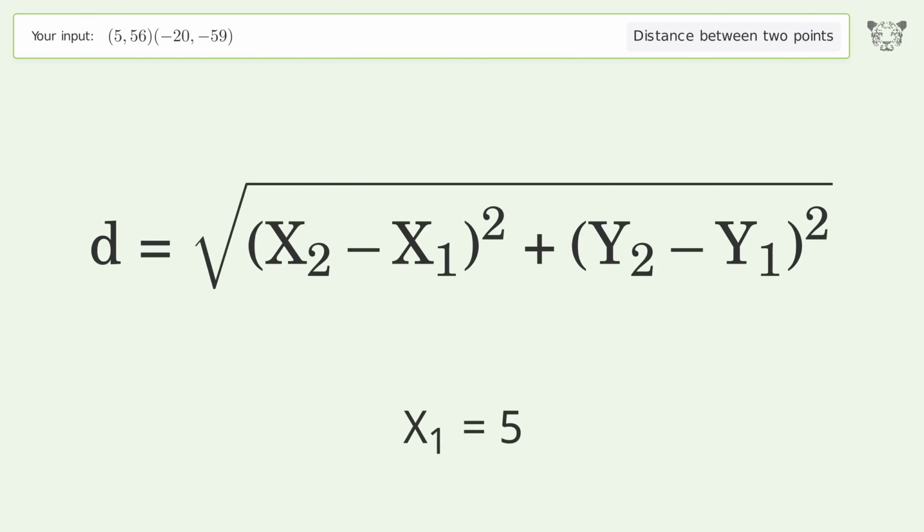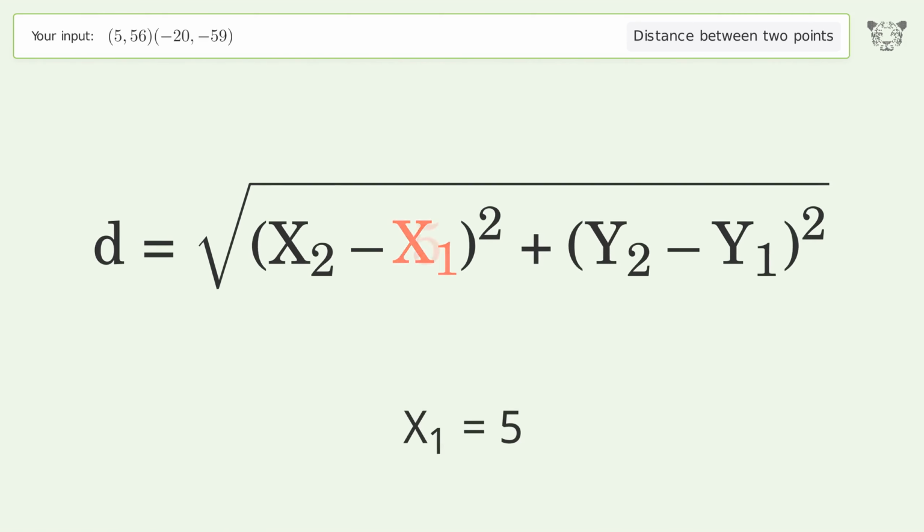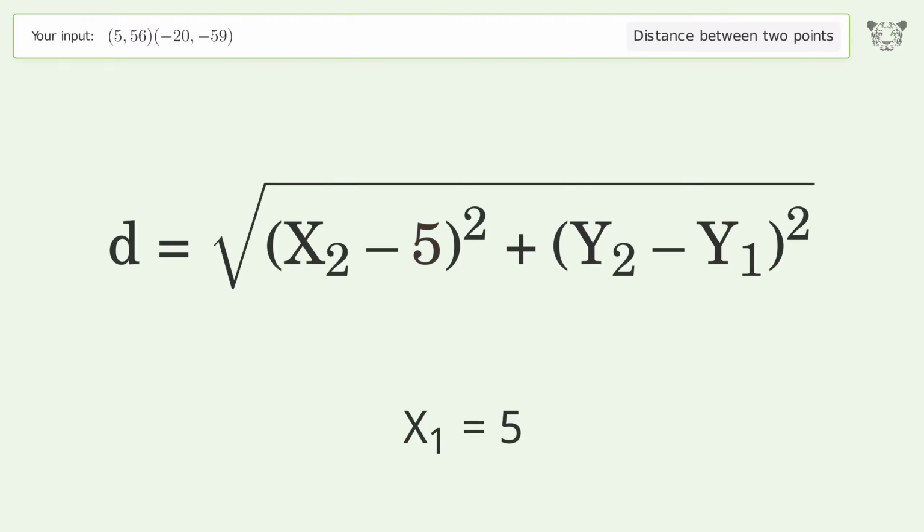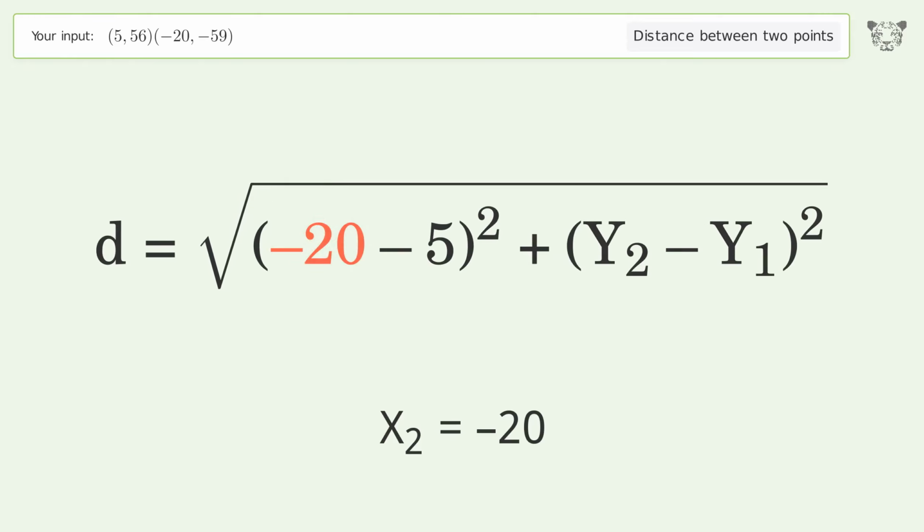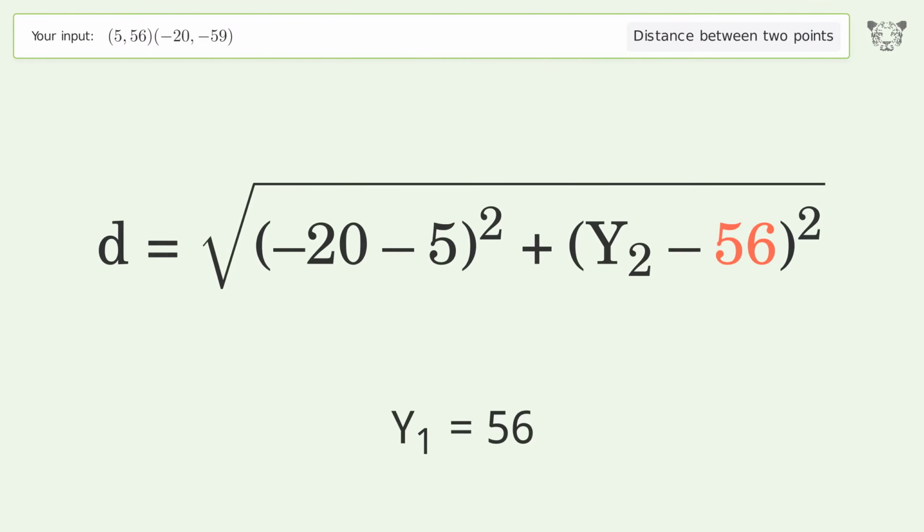x1 equals 5. x2 equals -20. y1 equals 56. y2 equals -59.